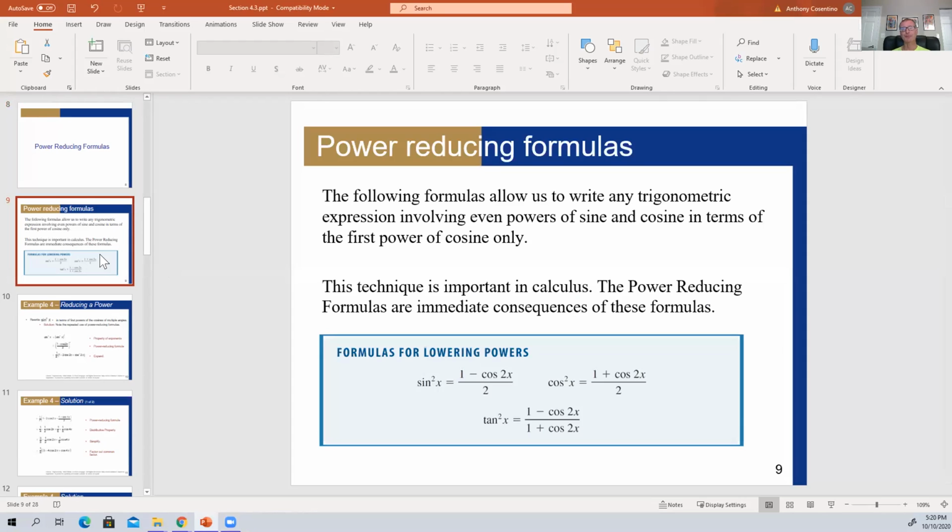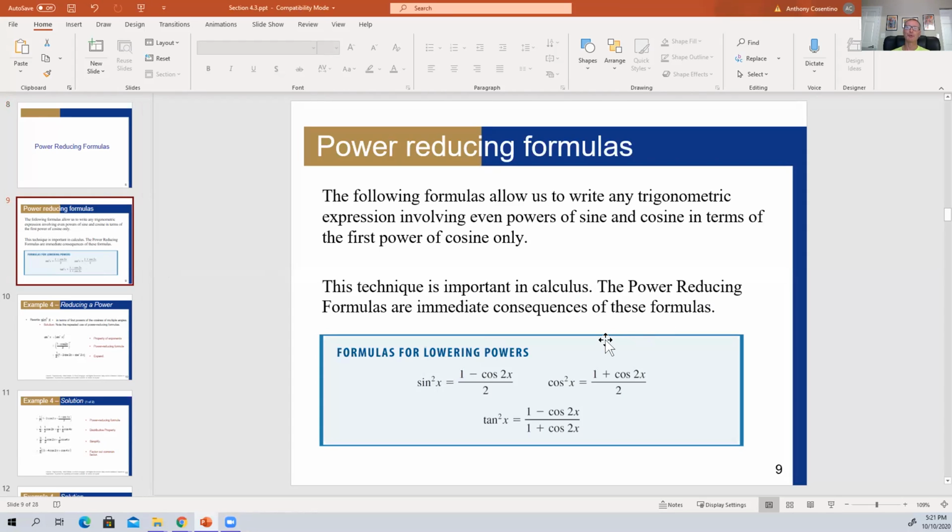I believe it was Calc 2, if my memory serves me correctly, where you end up using this technique that we're going to demonstrate to simplify a bunch of equations and being able to do some much easier derivatives and integrals on these equations. So the strategy is this, and here we have the three power reducing formulas.